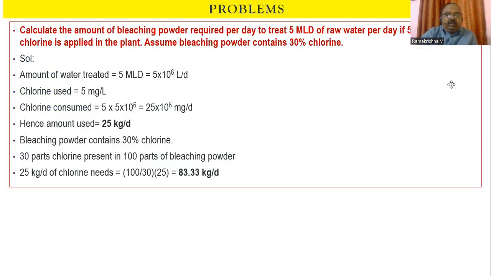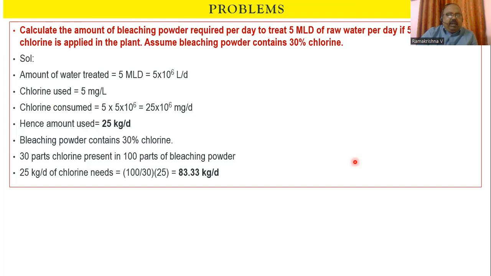Let us look at two small problems. Calculate the amount of bleaching powder required per day to treat 5 mld of raw water per day if 5 milligram per liter of chlorine is applied in the plant. Assume bleaching powder contains 30% chlorine. Bleaching powder is normally used as one form of chlorine. You are going to use approximately 30 to 33% of chlorine. So sometimes pure chlorine is applied or bleaching powder is also applied.